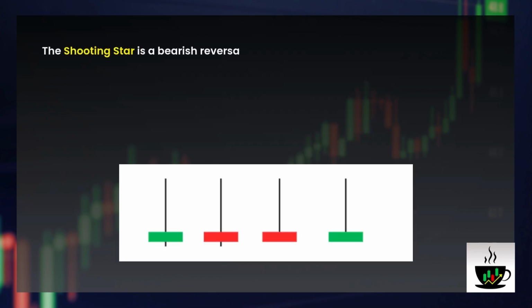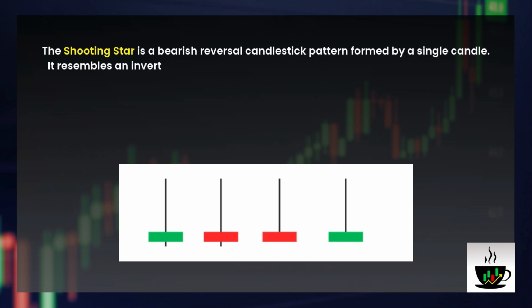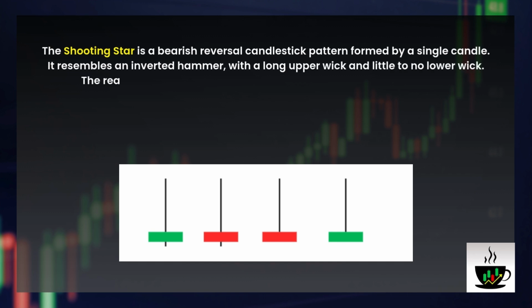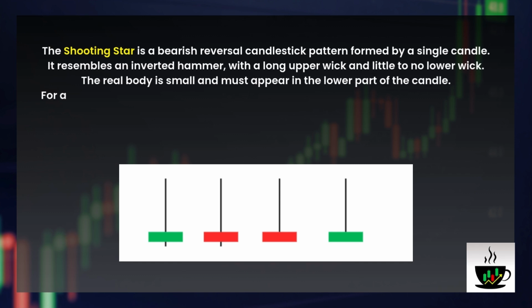The shooting star is a bearish reversal candlestick pattern formed by a single candle. It resembles an inverted hammer, with a long upper wick and little to no lower wick. The real body is small and must appear in the lower part of the candle.